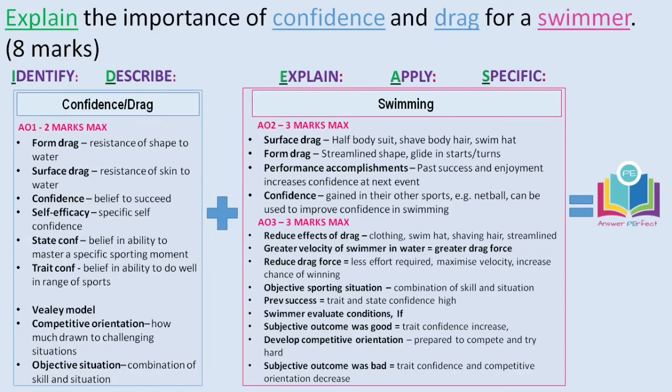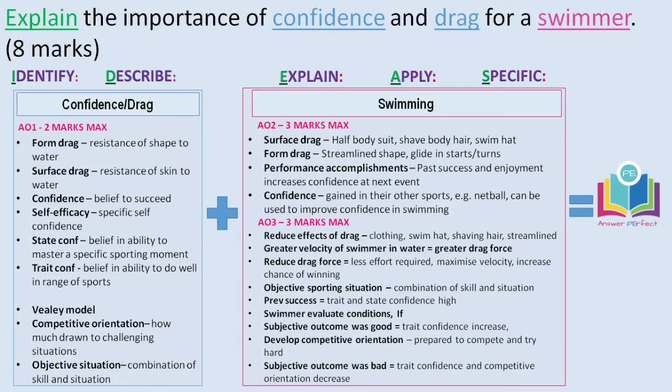Remember, the greater the velocity of the swimmer in the water, the greater the effect of drag force. Therefore, we need to reduce the drag force as much as possible by 4 things for a swimmer. This means if we reduce the drag force, less effort is required to swim at the same speed. Okay, so if less effort is required, we can maximise velocity, we can maximise the speed that they can swim at, which obviously is going to increase the chance of winning. So that's the importance of drag there for a swimmer. The more we can reduce it, the less effort is required, which means we can maximise velocity to increase the chance of winning.